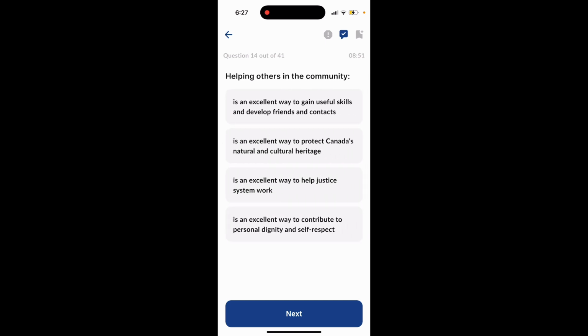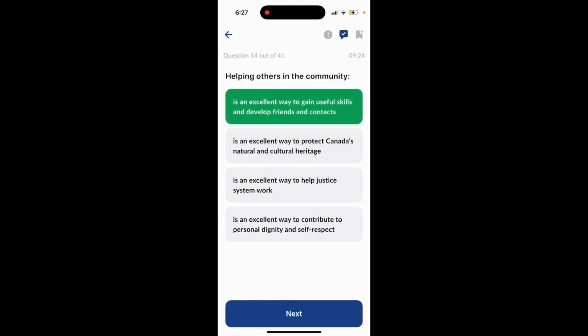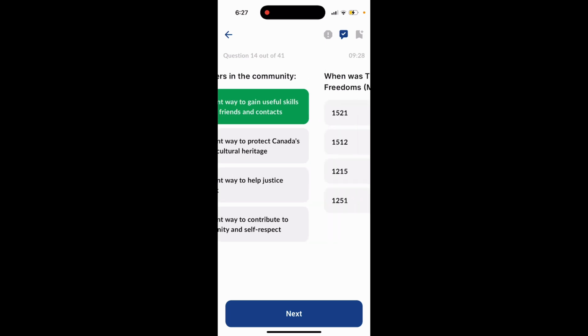Option 1, helping others in the community, is an excellent way to gain useful skills and develop friends and contacts. Option 2 is an excellent way to protect Canada's natural and cultural heritage. Option 3 is an excellent way to help the justice system work. Option 4 is an excellent way to contribute to personal dignity and self-respect. The answer is option 1, an excellent way to gain useful skills and develop friends and contacts.